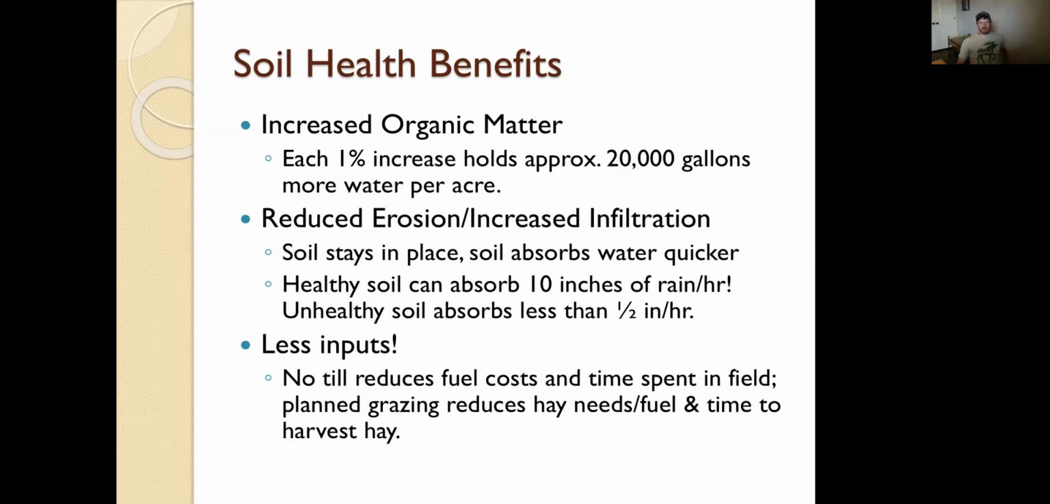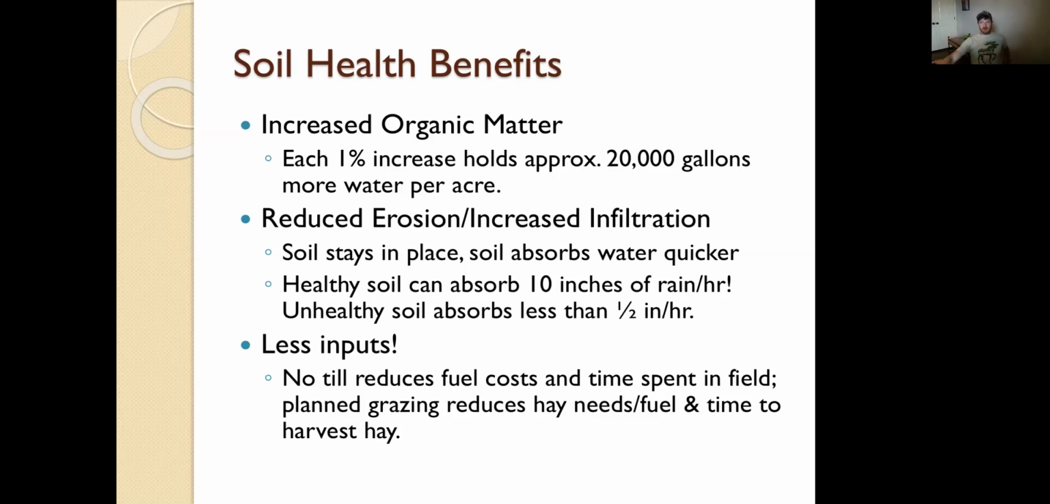A lot of traditionally farmed agricultural fields in Oklahoma today have less than 1% organic matter. They don't have very much water holding capability. So each 1% increase across 1 acre can hold 20,000 gallons. How much more water can you hold on a 160 acre farm field by increasing your organic matter by 1%? Let's just do the math real quick. So if you take 160 acres, multiply that by 20,000 gallons of water, that is 3.2 million gallons of water just from that 1% increase of organic matter.